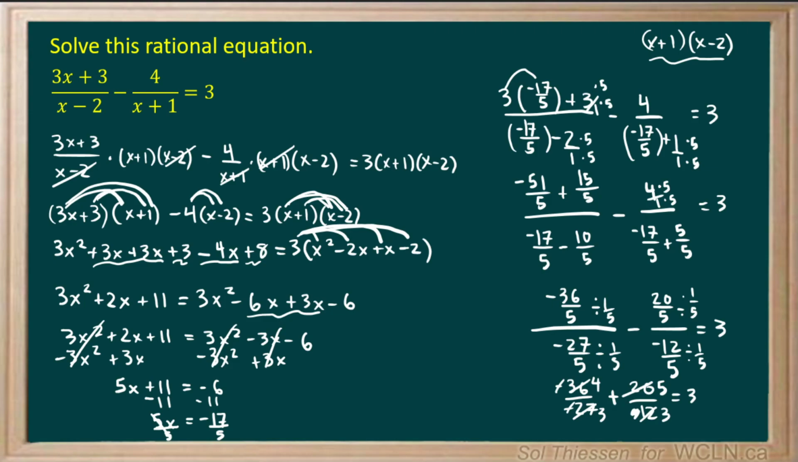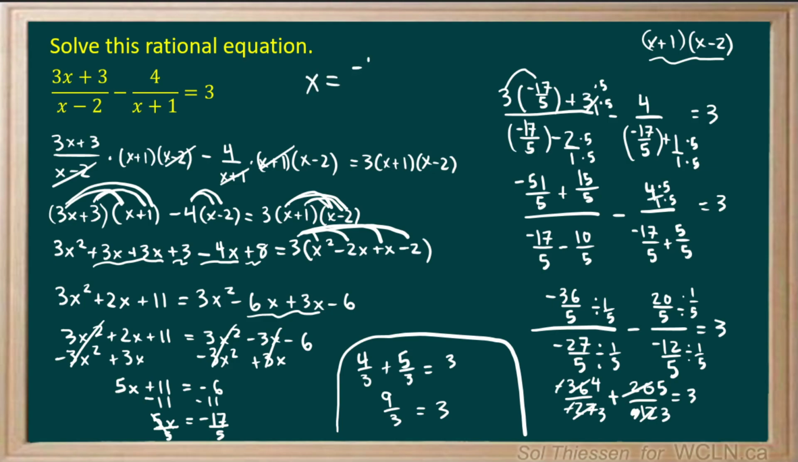I'm going to continue this right here in this bubble since we're running out of space. So we have 4/3 plus 5/3 equals 3. Now let's determine if this is true. So 4 plus 5 is 9. So we'll have 9 over 3 equals 3, and that is definitely true. 9 over 3 is 3. So x equals negative 17 over 5 actually is a solution for this problem.